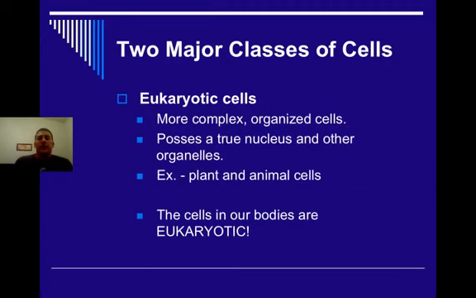Another type of cell is eukaryotic. Now the eukaryotic cells are more complex. They're very organized. And unlike prokaryotic cells, they actually possess a true nucleus and all the other organelles we're going to talk about. So they do have a nucleus. These are your plant cells, these are your animal cells. You are all eukaryotic cells. You've got 25 trillion of them approximately.